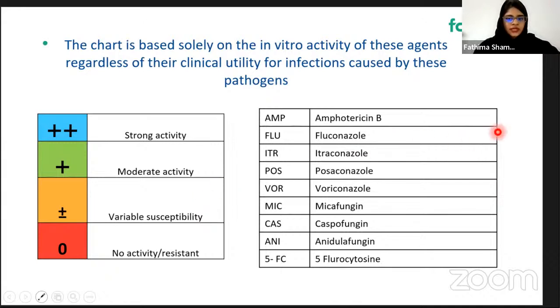On the right side, you can see a table. Now, these are the clinically relevant systemic antifungal agents. So from polyenes, we have amphotericin B. Then here we have the triazoles: fluconazole, itraconazole, posaconazole, voriconazole. Next, we have micafungin, caspofungin, anidulafungin, and then we have 5-fluorocytosine.